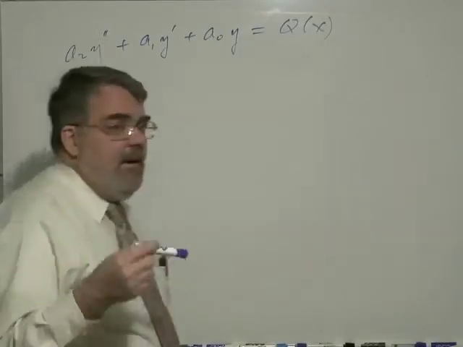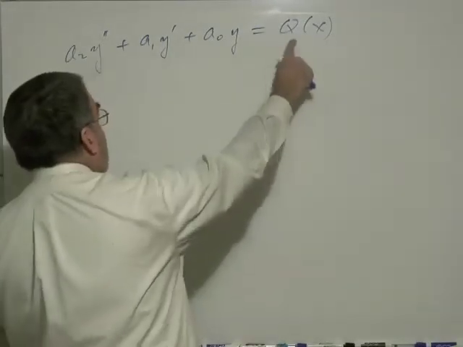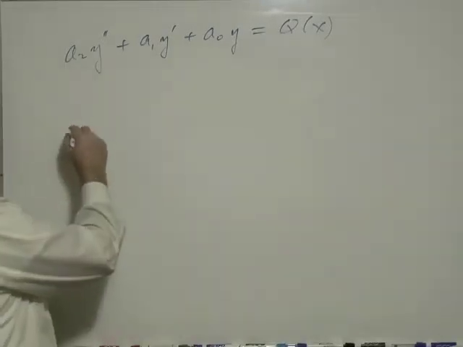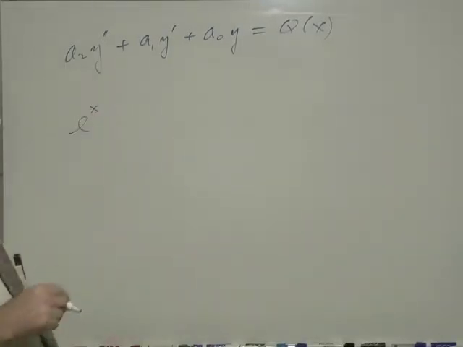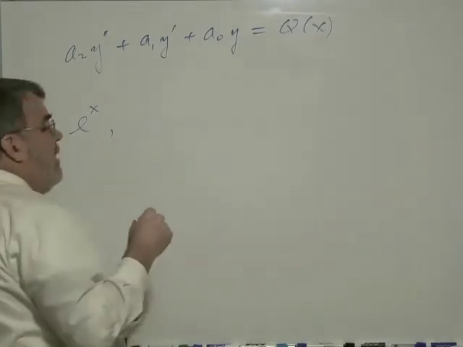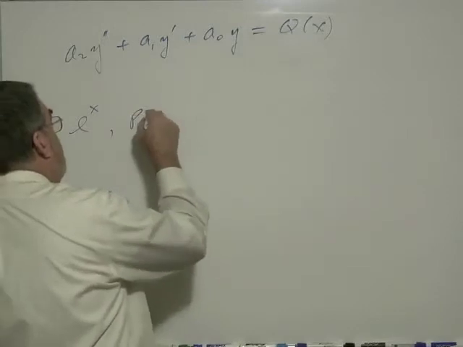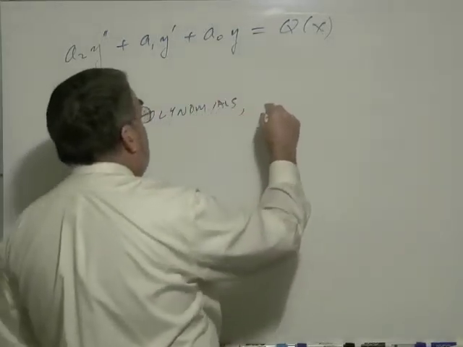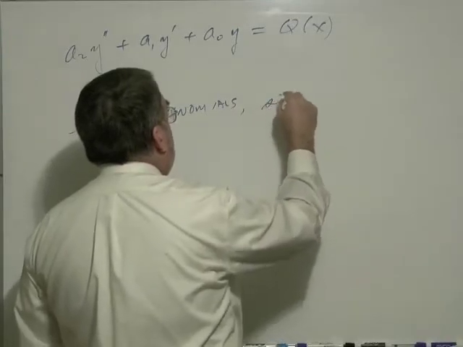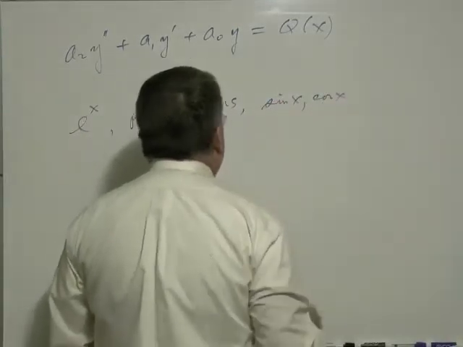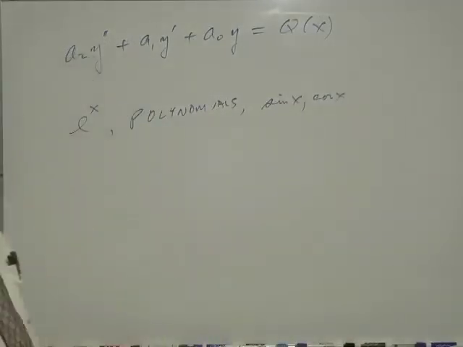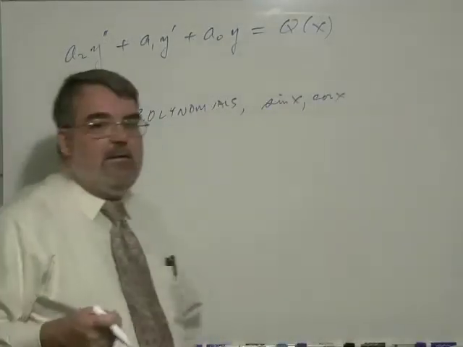Okay, now in the non-homogeneous case, we have only been playing with these kinds of functions. We've been playing with functions that look like e to the x, exponential functions. We've been playing with polynomials. And we've been playing with sines and cosines. That's pretty much it. Okay. Now we can add a few more functions to this list, and I'll do that in a moment.